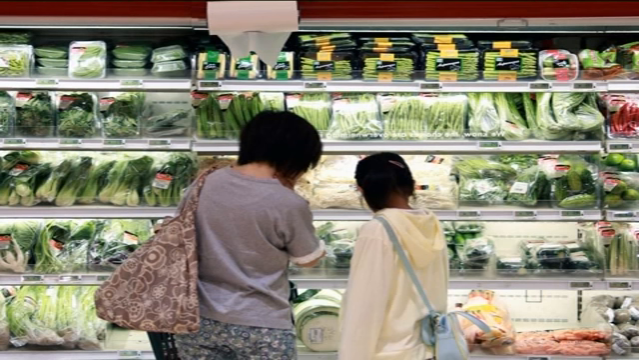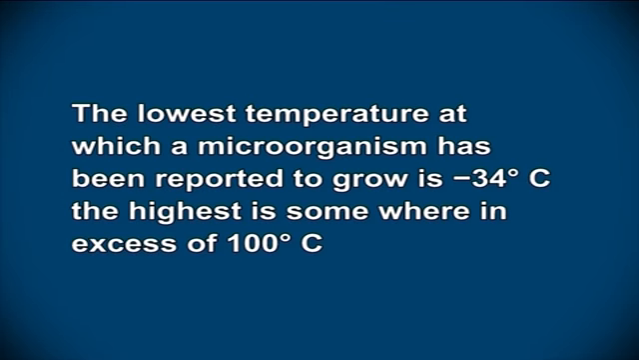Microorganisms individually as a group grow over a wide range of temperature. Therefore, it is well to consider at this point the temperature growth ranges for organisms of importance in food as an aid in selecting the proper temperature for the storage of different types of food. The lowest temperature at which a microorganism has been reported to grow is minus 34 degrees Celsius. The highest is somewhere in excess of 100 degrees Celsius.